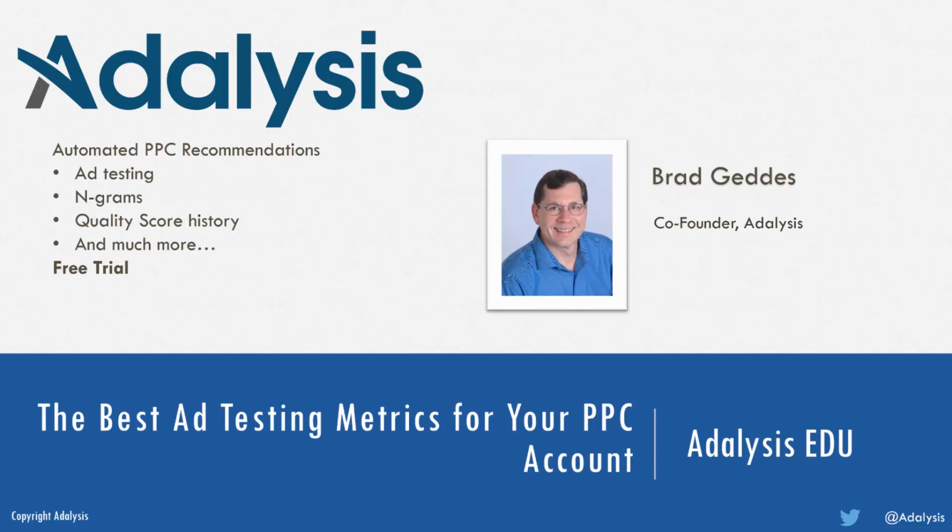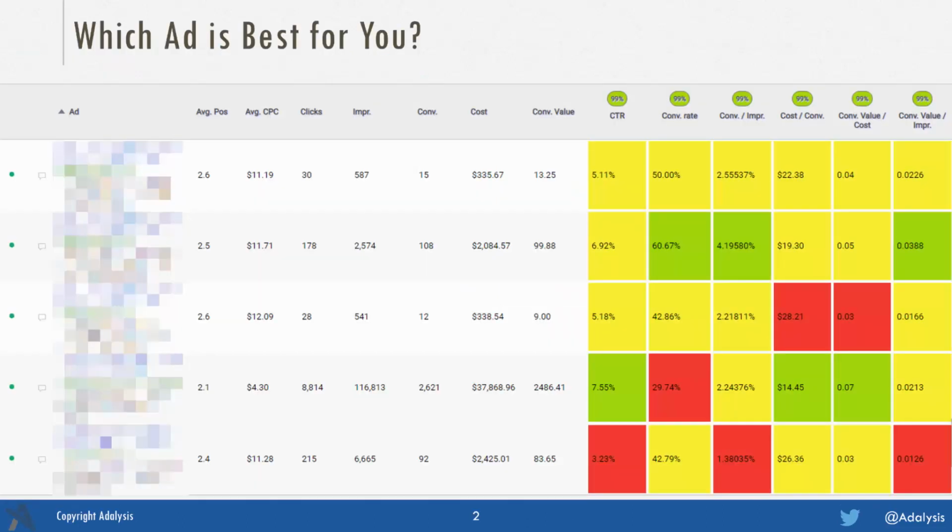In this video, we're going to look at the best ad testing metrics for your PPC account based upon what you want to accomplish. One of the issues we run into is when we look at all of our data, it's really difficult at times to tell which ad we should be choosing. We may have one ad that's a winner in CTR, another in conversion rate, a different one in cost per conversion. So we're going to look to these metrics to see which one you should be choosing based upon what you want your PPC account to accomplish.